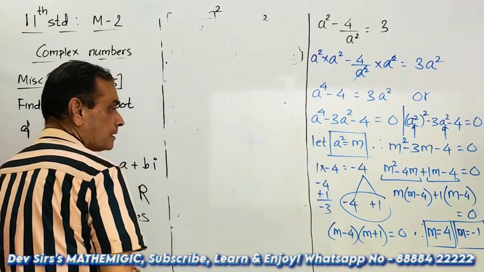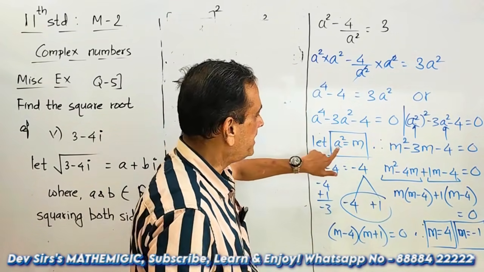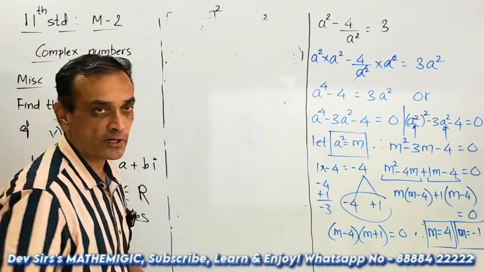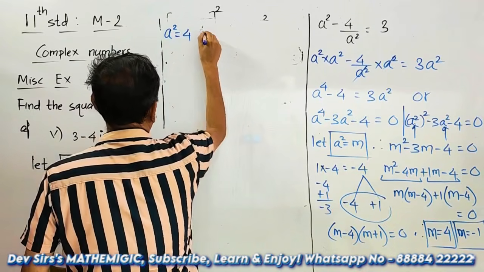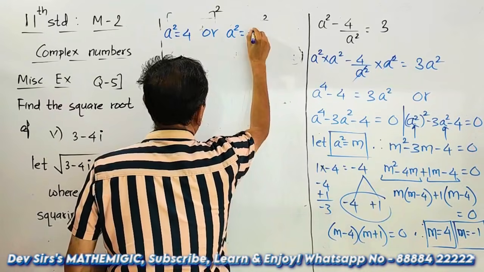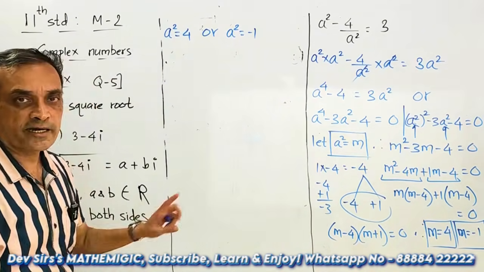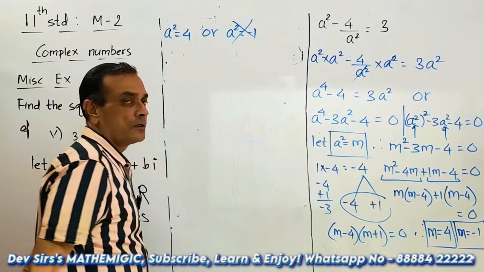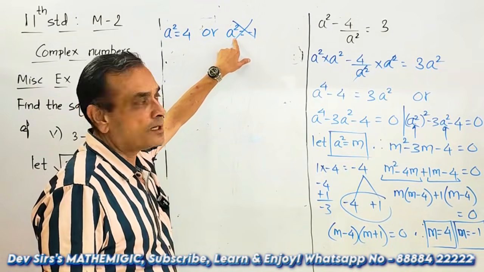Don't forget a square equal to m. So resubstitute for m. Resubstituting value of m. Straight away neglect a square equal to minus m, minus 1, because square of a real number cannot be negative.